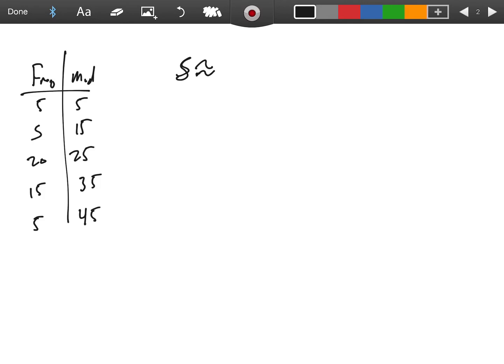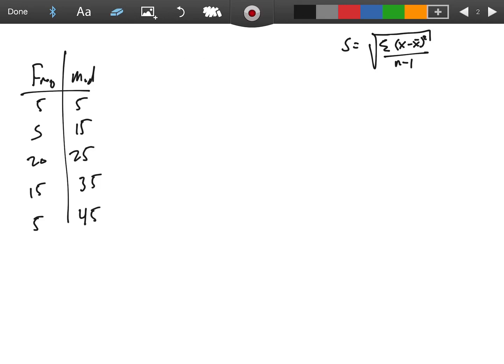So for this, your normal standard deviation equation looks like this. It's the square root of the sum of the x's minus the mean, quantity squared, divided by n minus 1. Essentially we need to recreate this from this little table I have.